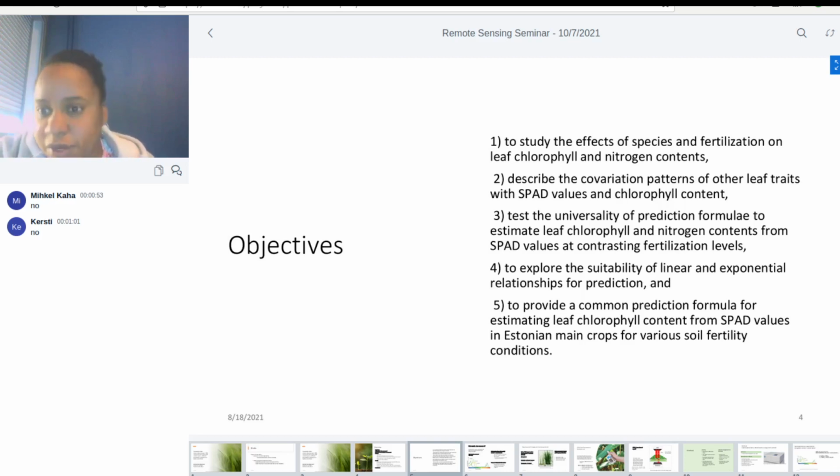Our objectives were first to study the effect of species and fertilization on leaf chlorophyll and nitrogen contents, describe the covariation patterns of other leaf traits with SPAD values and chlorophyll content, test the universality of the prediction formula to estimate leaf chlorophyll and nitrogen content from SPAD values at contrasting fertilization levels, explore the suitability of linear and exponential relationships for prediction, and provide a common prediction formula for estimating leaf chlorophyll from SPAD values in Estonian main crops for various soil fertility conditions.